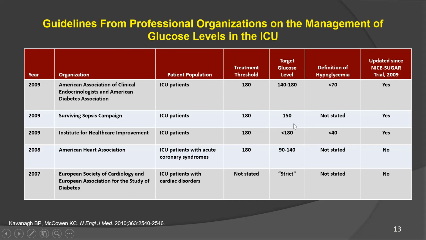The target glucose level should be 140 to 180 according to the American Association of Clinical Endocrinologists and American Diabetes Association guidelines. And they have defined hypoglycemia as less than 70. Mostly we follow these guidelines, so that's why I'm stressing on one of them. But you can see they are almost close to each other in the rest of the guidelines as well. So just keep these things in mind when you are trying to manage a patient in the ICU setup.